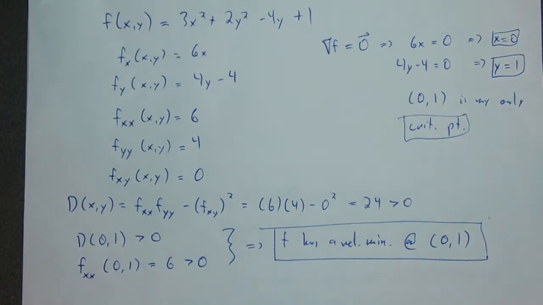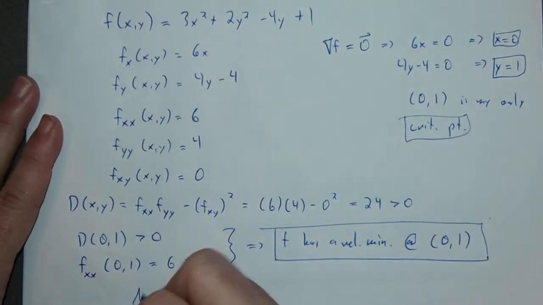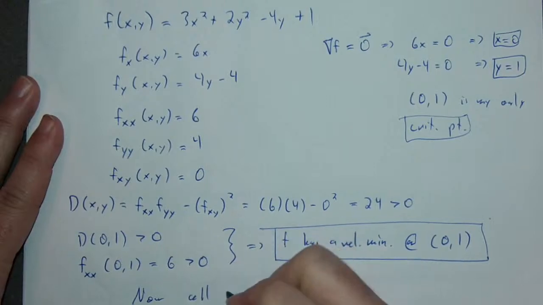So we found its only relative extrema happens at 0, 1, and that's a relative min. Okay, and that's all in terms of relative extrema or saddle points. Okay, so now we have to check the boundary. So now all that is left is to check the boundary.